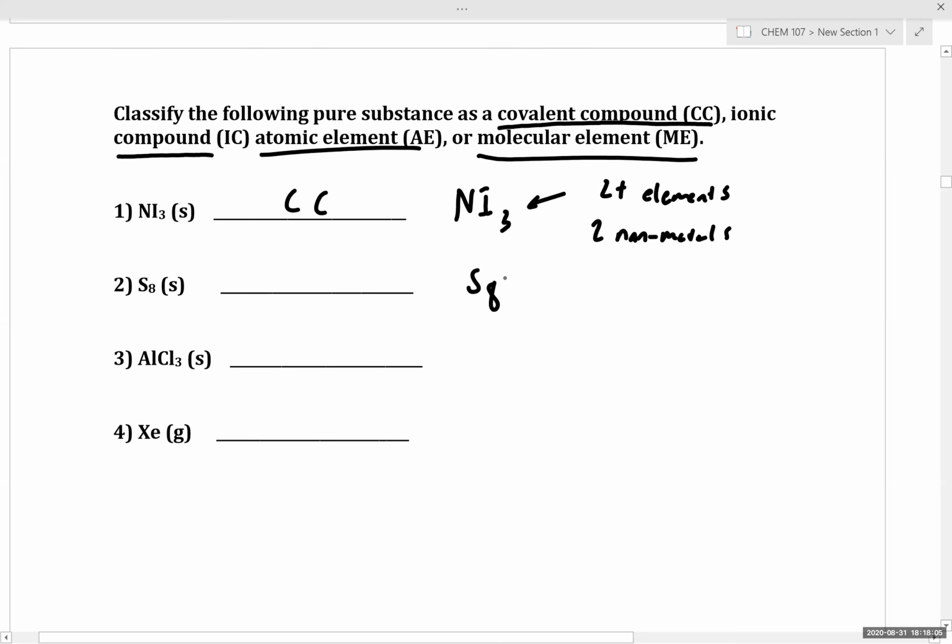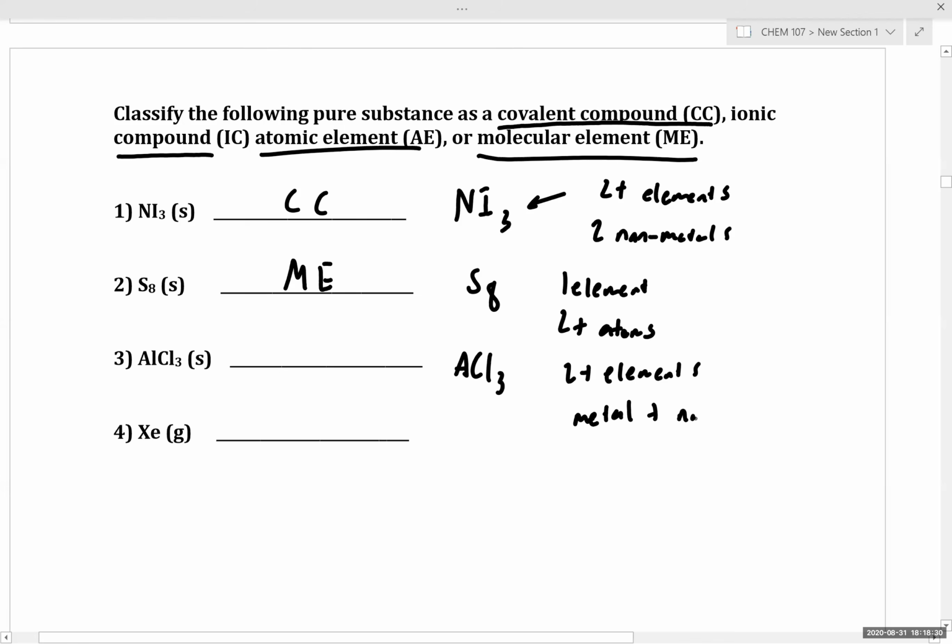S8, so looking at S8, we just have one element in our formula, and we have two or more atoms. So we classify this as a molecular element. Aluminum chloride, AlCl3, we have two or more elements, and we have a metal and a non-metal. Aluminum is our metal, chlorine is our non-metal.